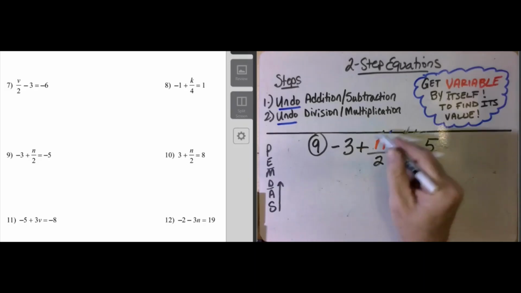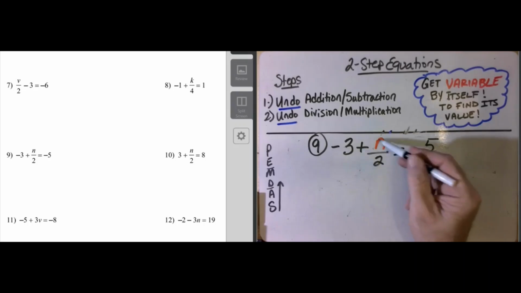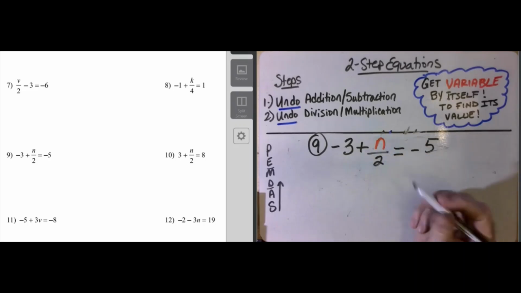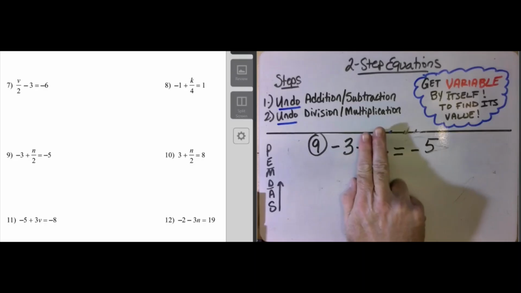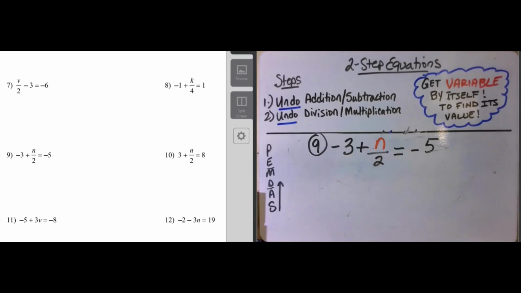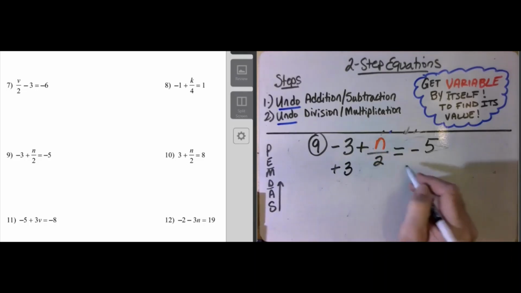9. To identify the variable, it's n. So the variable term is n over 2. We want to get that by itself. All right, so what are they doing to that variable term that we need to undo? They're subtracting 3. So we're going to do the opposite by adding 3. Whatever you do on one side, you have to do to the other.